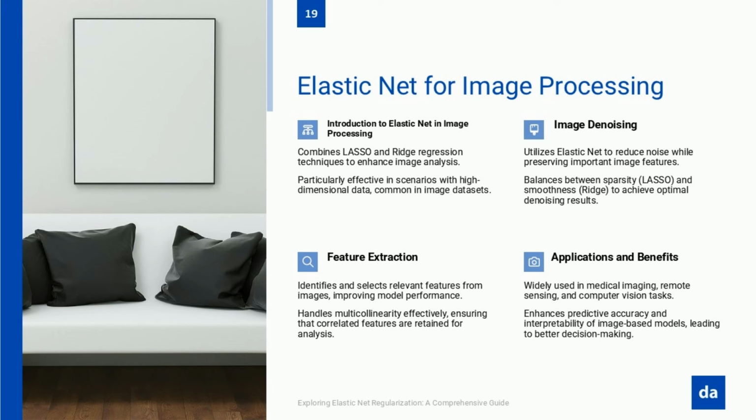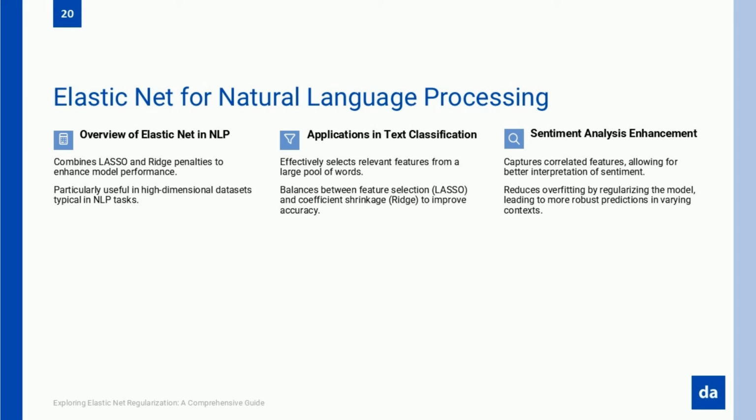The power of Elastic Net in image processing comes down to its ability to select important features while maintaining stability, a perfect solution when working with high-dimensional correlated data. But image analysis isn't the only field benefiting from this technique. Up next, we explore how Elastic Net is transforming natural language processing, helping machines understand and analyze human text like never before. Text might look simple on the surface, but for machines, it's a complex maze of words, phrases, and hidden meanings.